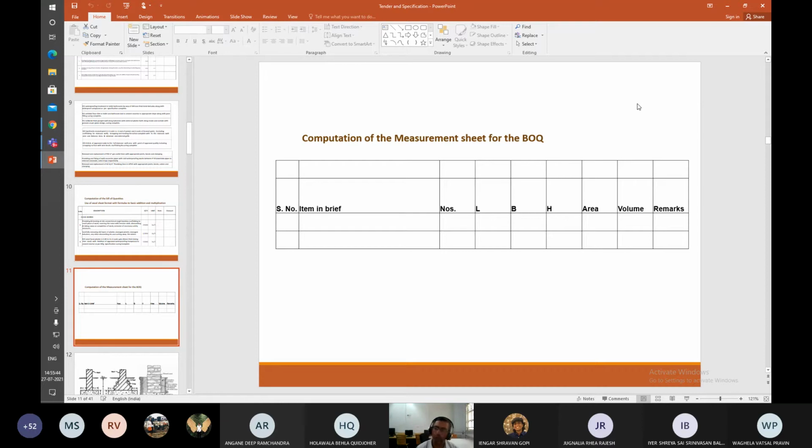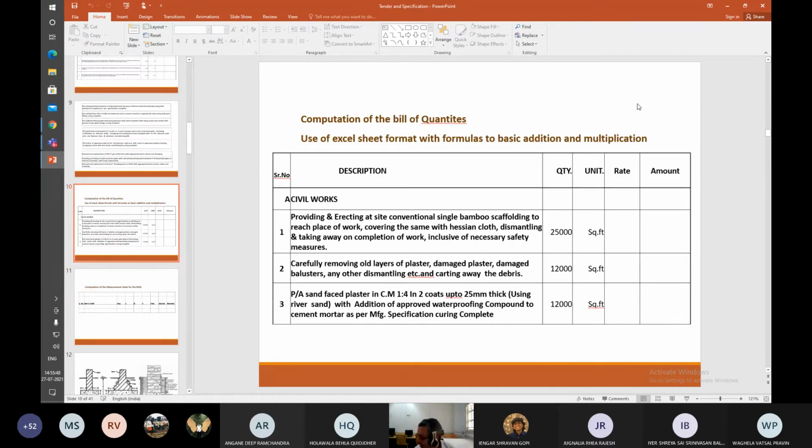So Vatsal, can you give us a description of how you would write for excavation of footings, excavation of the ground? Providing machinery and labor for excavating the ground up to a certain level. Yes, up to certain levels.